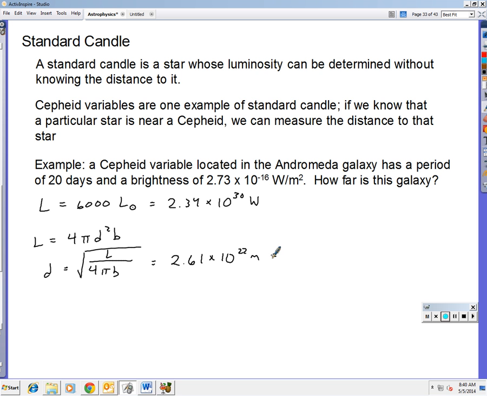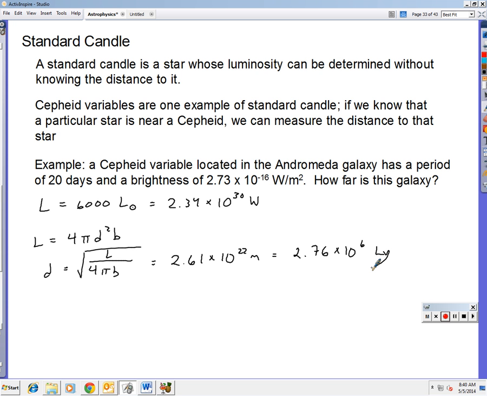which is 2.76 times 10 to the 6 light years. So that tells us this star is about 2.75 million light years away.